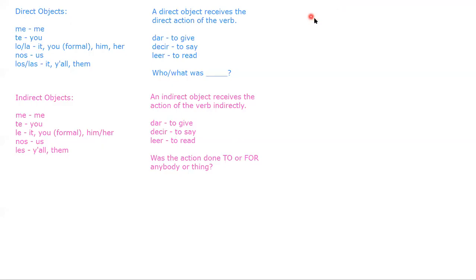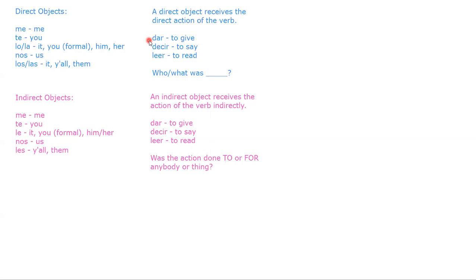All right, now that you know what direct objects and indirect objects are, how do you know when you have one? Well, first of all, a direct object receives the direct action of the verb, which means a really good way of determining a direct object is asking yourself the question, who or what was something? And so let's look at some verbs. We've got dar, decir, and leer. Dar, to give, decir, to say, and leer, to read.